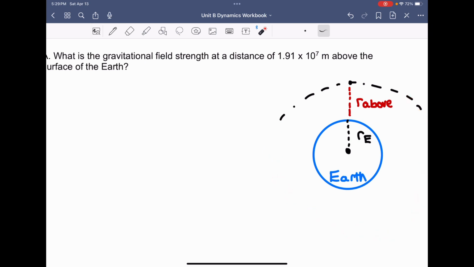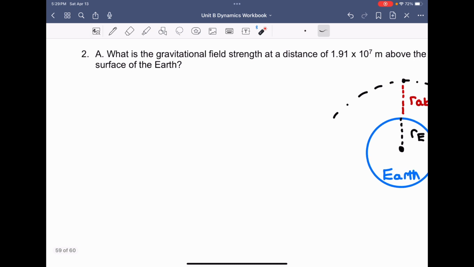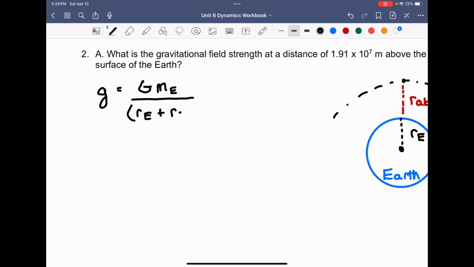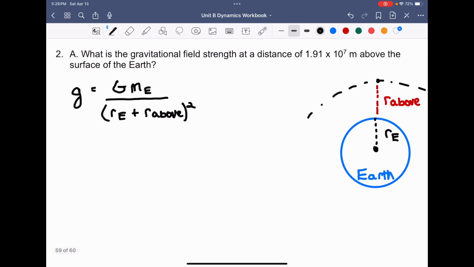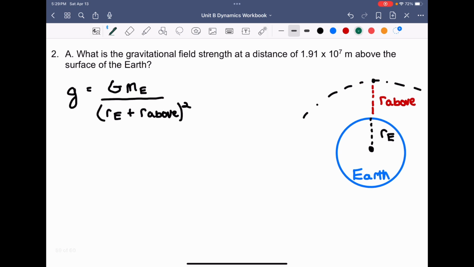Okay, now we're going to plug in our values to the equation, but we have to be very particular about how we do this. So we're going to say that the gravitational field strength is equal to G m1, or in this case, the mass of Earth, divided by, in the denominator, RE plus R above, all squared. Because remember, if we're talking about the radius, it's from the center of the object out to where they've requested. And so for this one, I'm going to use this notation here and say that this is my radius total, or that's the radius I'm going to be using.